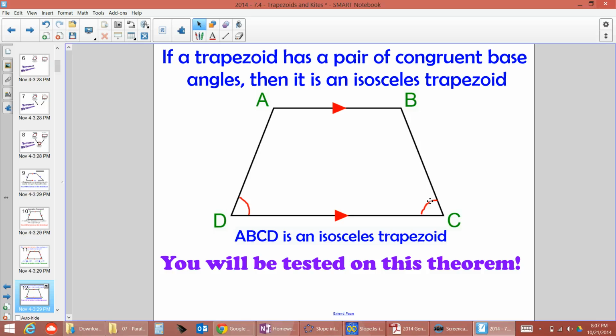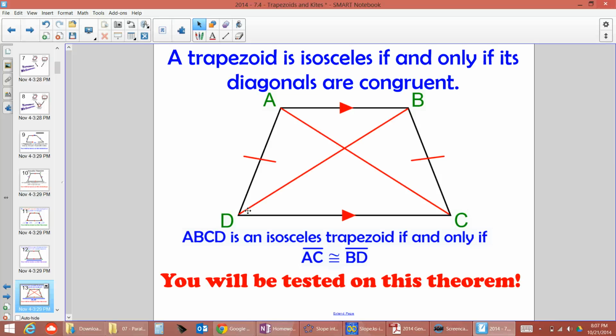Also, working backwards, if I give you a trapezoid and tell you that these two angles are congruent, then you can say it is an isosceles trapezoid. You can also do that if the diagonals are congruent. Notice how it says if and only if. It's a biconditional statement. So if it's an isosceles trapezoid, then the diagonals are congruent. Or if it's a trapezoid with congruent diagonals, then it is an isosceles trapezoid.